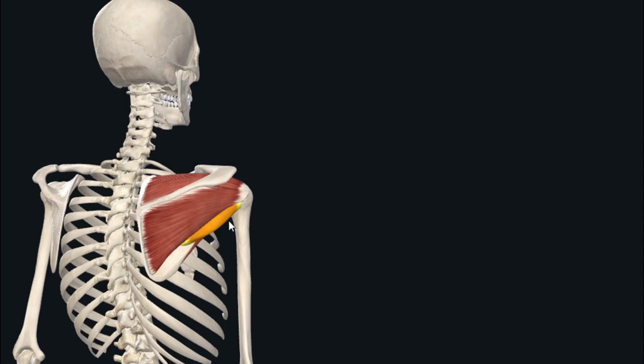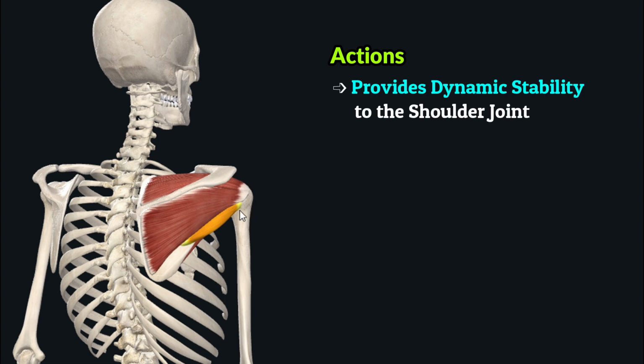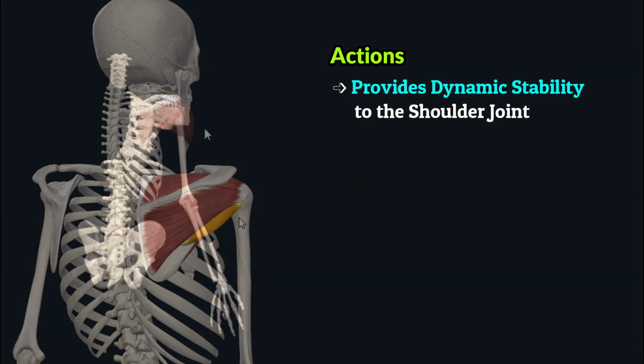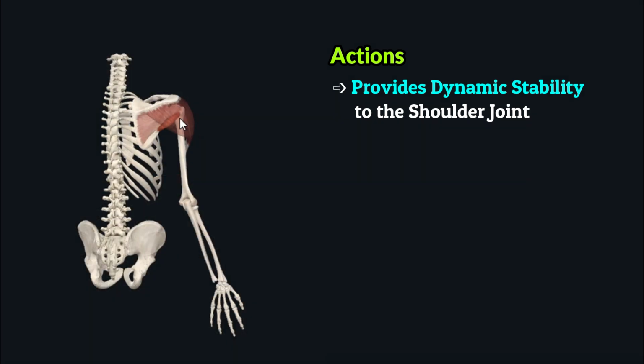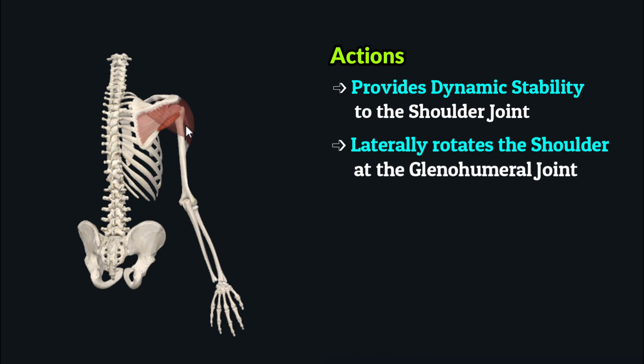The teres minor muscle serves a very important role in terms of the actions it performs, because when this muscle works with other rotator cuff muscles, it provides dynamic stability to the shoulder joint during movements of this joint. But when this muscle acts in isolation, it acts on the posterior aspect of the proximal humerus, and this muscle laterally rotates the shoulder at the glenohumeral joint.